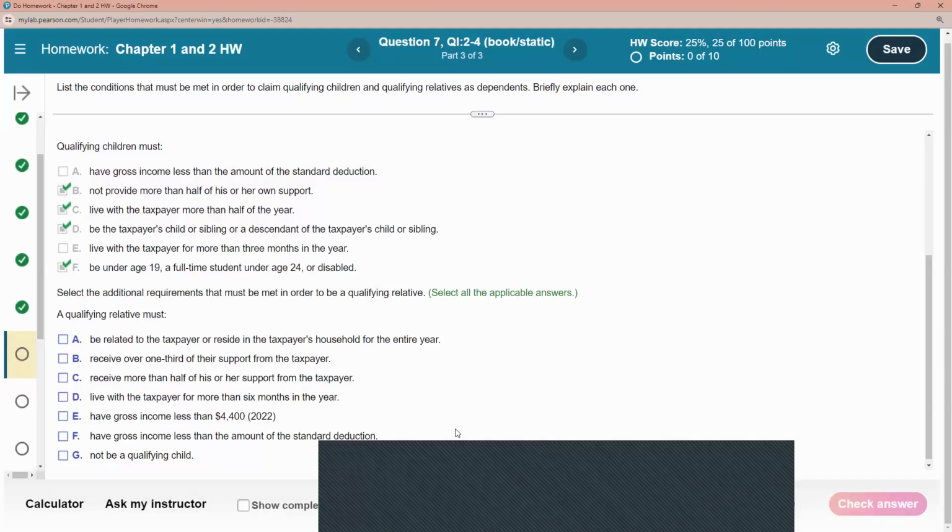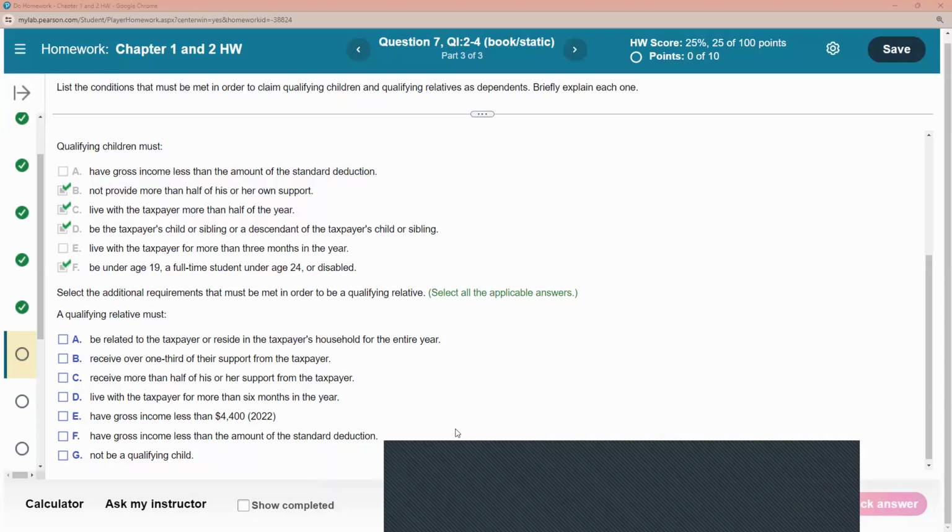And lastly, we have the qualifying relative. So the other type of dependent is a qualifying relative. And for a qualifying relative, they also have 4 requirements. The 4 requirements are relationship test, gross income test, support test, and not a qualifying child test. So the relationship test for a qualifying relative is that qualifying relatives must either be related to the taxpayer or reside in the taxpayer's household for the entire year.